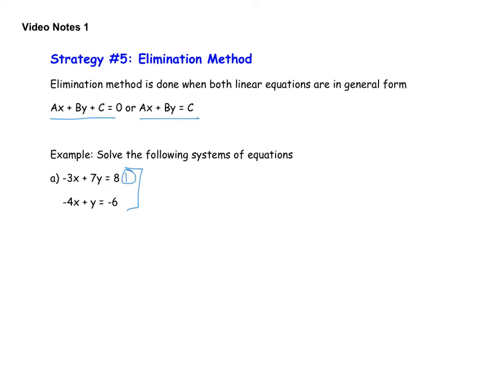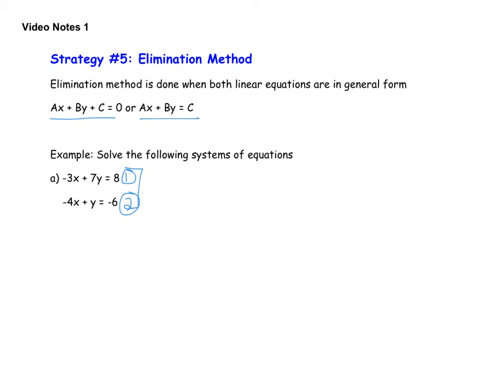Label the first equation number 1 and the second equation number 2. We want to always keep them in order. With that being said, which one do we want to get rid of first? Do we want to get rid of the x or the y? It'll probably be easier to get rid of the y because we don't need to do much to the y. If we look at the first equation and the second equation, we have 7y and y.